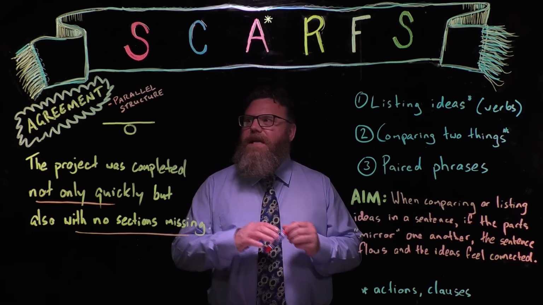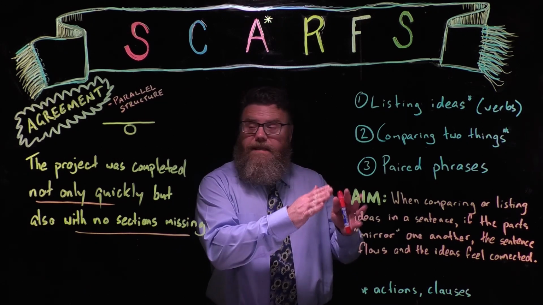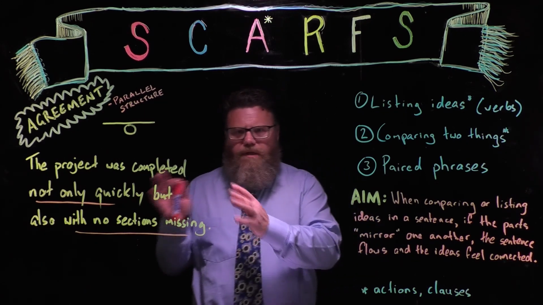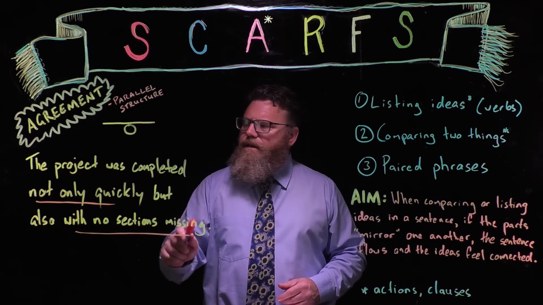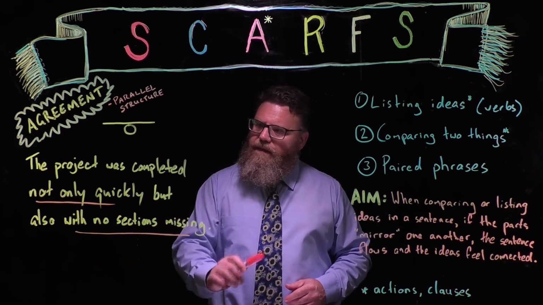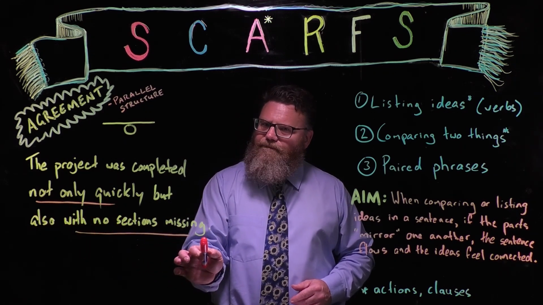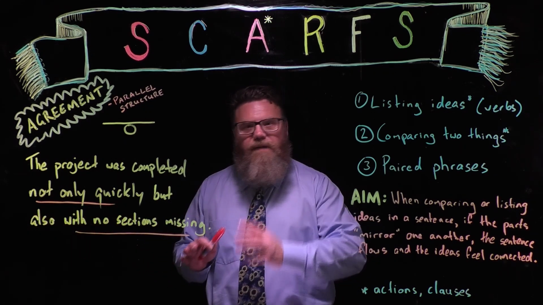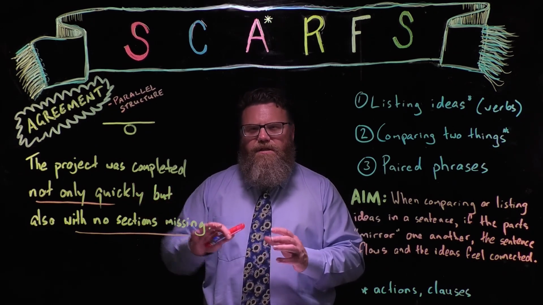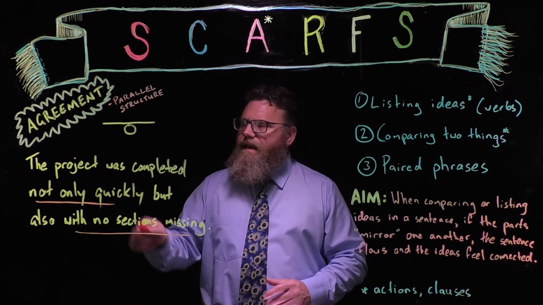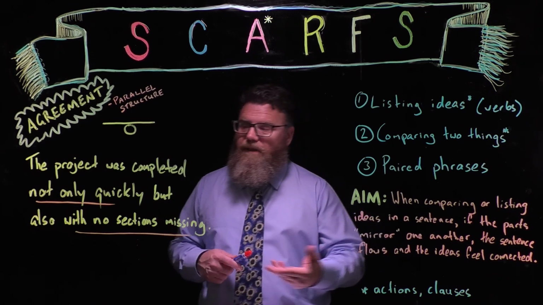Okay, last common mistake when it comes to parallel structure in agreement is what I call paired phrases. So let me give you an example so that you understand what I mean. The project was completed not only quickly, but also with no sections missing. So here's our two phrases, not only quickly and with no sections missing. Okay, it's not terrible, but it will be clearer and it would flow better if we matched the style, the grammatical features here. Now we've got quickly, which is an adverb, okay, describing how the project was completed.